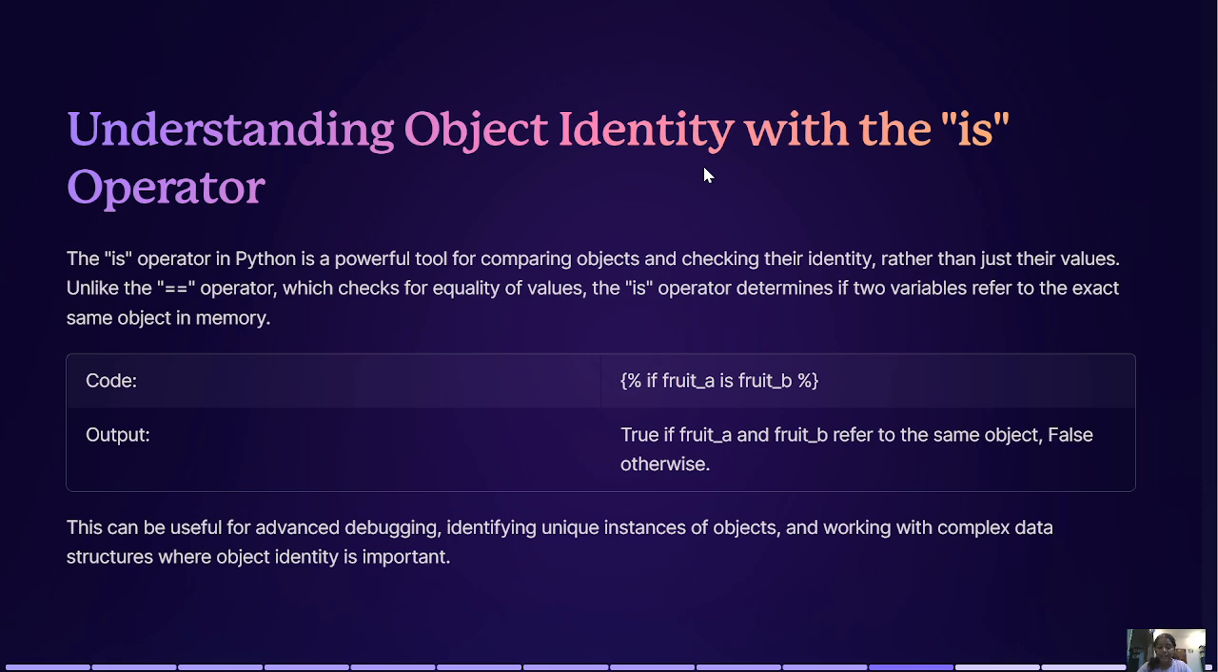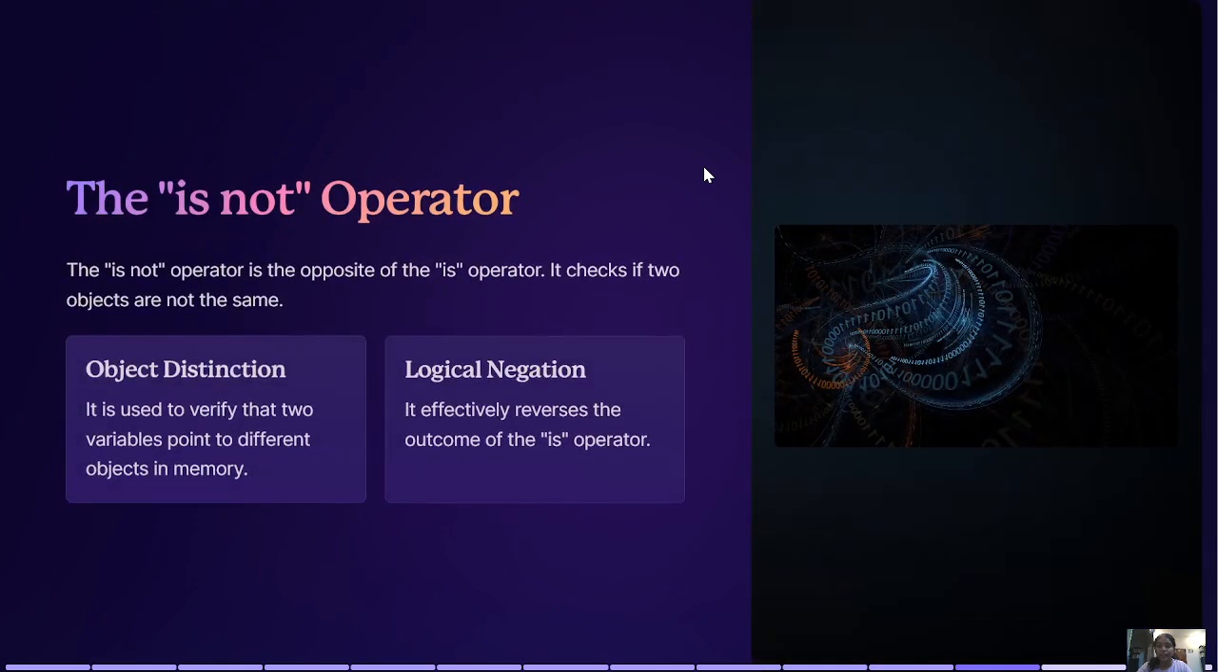Coming to the is not operator. The is not operator is the opposite of the is operator. It checks if two objects are not the same. Object distinction: it is used to verify that the two variables point to different objects in memory. Logical negation: it effectively reverses the outcome of the is operator.